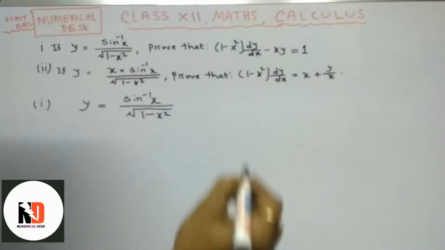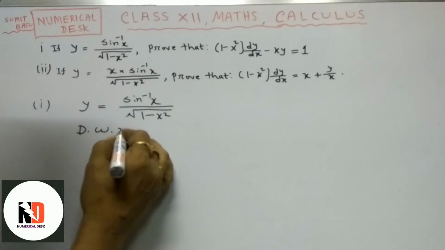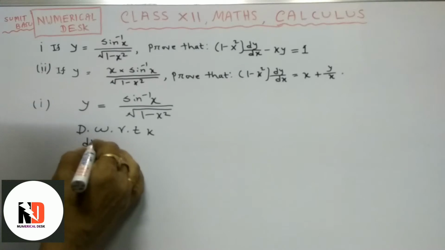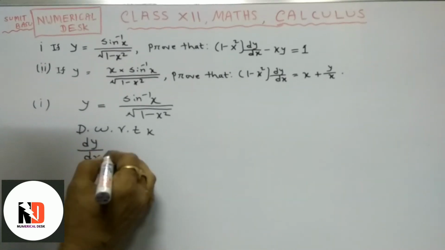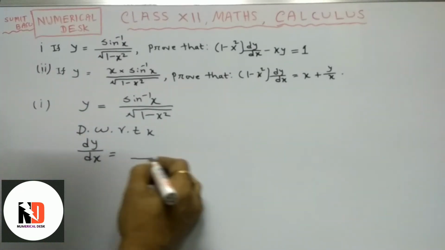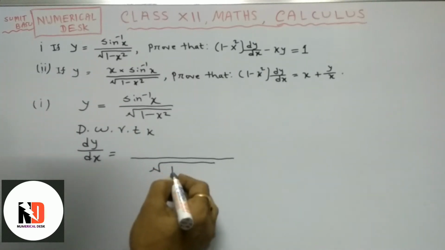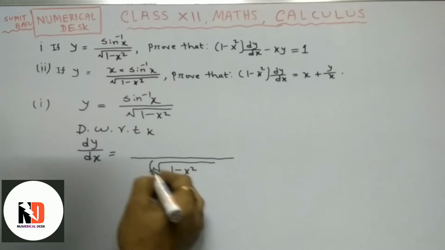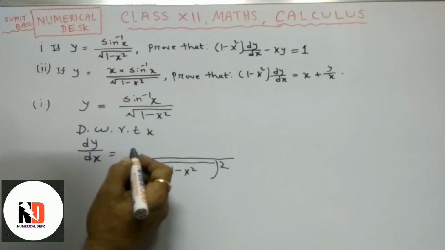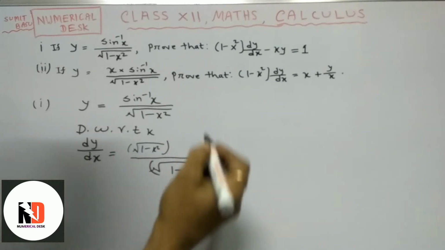First one is not difficult, but the second one requires a lot of manipulation, calculation and adjustment of the terms. So from the first sum we see that y equal to sin inverse x by root over 1 minus x square. So using the quotient rule, you know the quotient rule, very easy. So square of the denominator, then keeping the denominator constant, then ddx of the numerator.